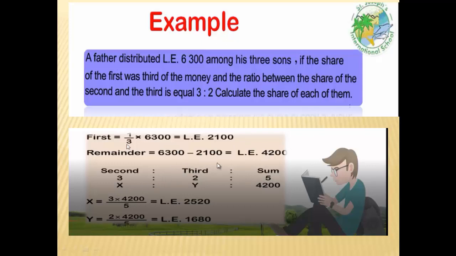Then the remainder money is distributed between the second and third. Then 3 to 2. Okay, we want the sum between them, equal 4,200. After we do multiplications, 3 times 4,200 over 5 equal 2,520. And Y, 2 times 4,200 over 5 equal 1,680.